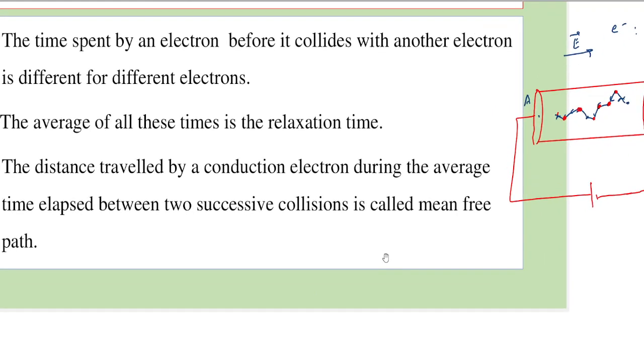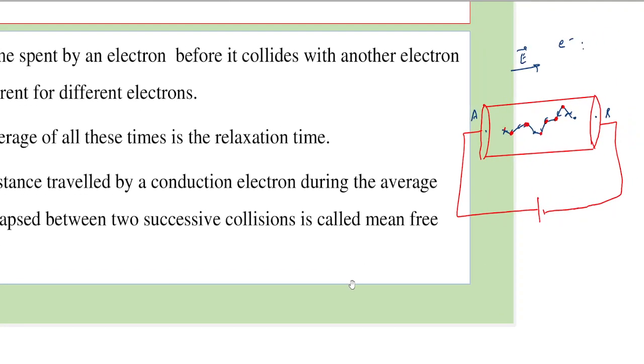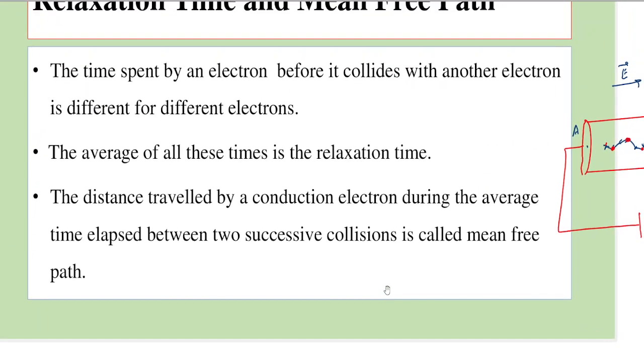If we look at all the electrons' motion, then for all the electrons, the time between any two successive collisions will vary. If we average all those times, then what we get is called relaxation time. So you can say it is the time spent by an electron before it collides, or it is the average of this. So the average of all these times, meaning the time between any two successive collisions, is called relaxation time, and the symbol for that is tau.